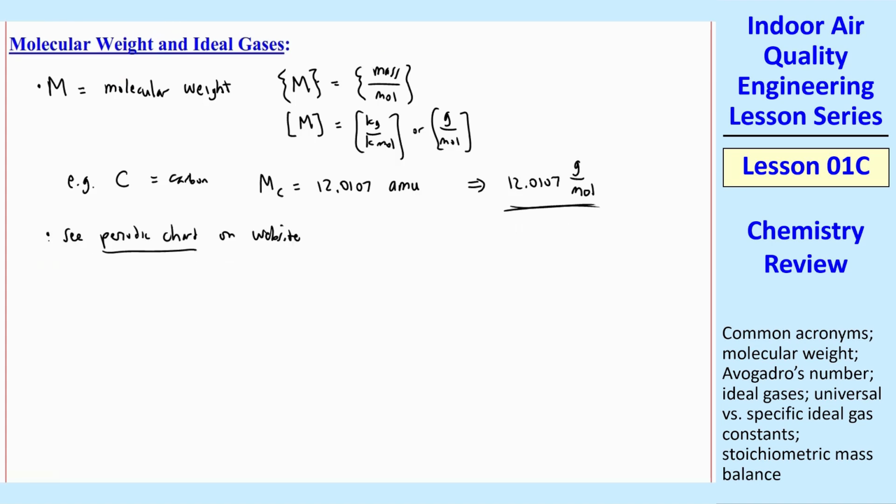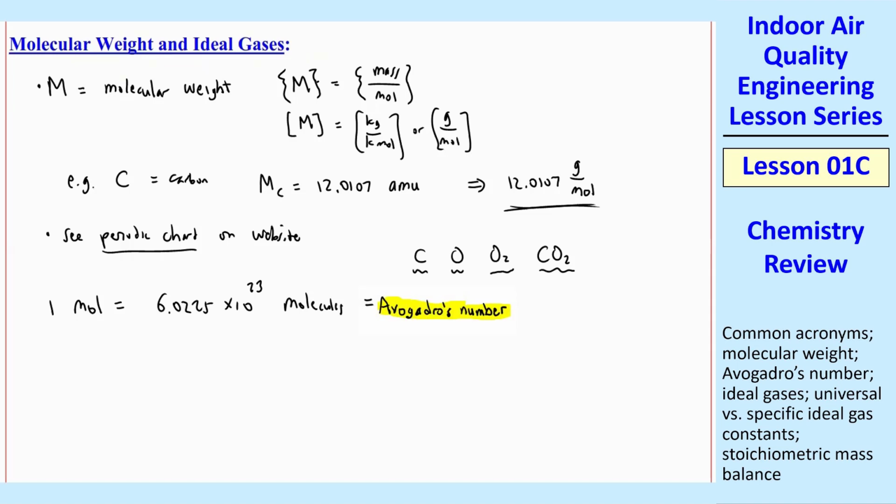We know also that 1 mole is equal to 6.0225 times 10 to the 23 molecules. A mole of carbon if it's by itself, a mole of oxygen by itself, or a mole of a molecule like O2 or CO2. So this would be a number of moles of that molecule, number of moles of that, number of moles of that. So it doesn't matter if it's a molecule or an element, we still talk about a mole being this amount, which is Avogadro's number, which you should have remembered from chemistry.